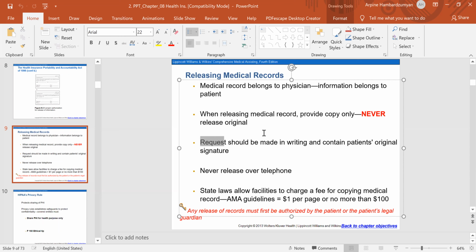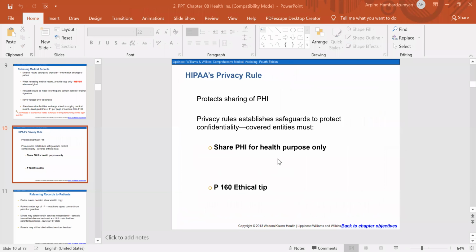In some offices, requests should be made in writing and contain the patient's original signature, but again, go by the office policy. If you know your patient for several years and they want their lab record, you don't have to say, dear patient, please sign here so I can give you your records. It depends on the policy of the office. In some offices, they even bill. There is a small fee for giving these copies, so you have to be compliant with your office policy.